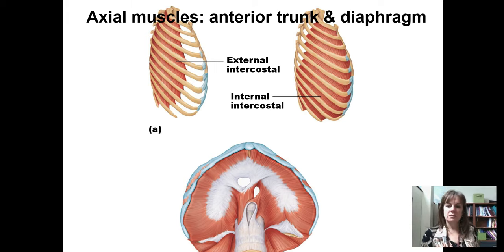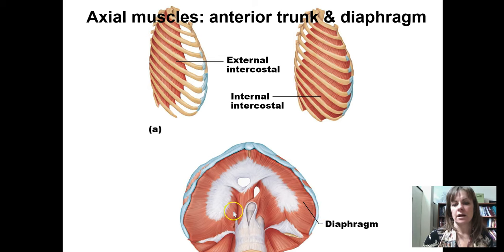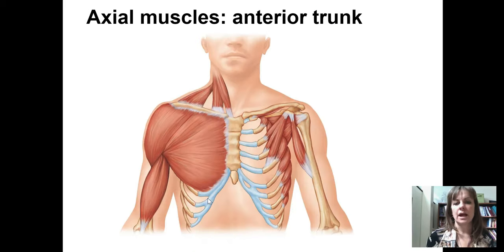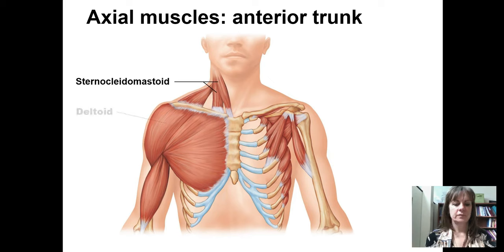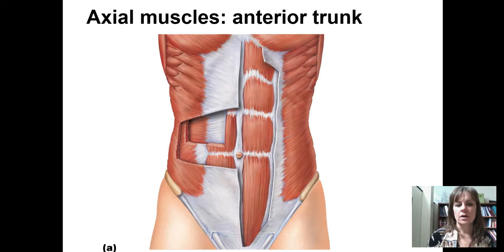Now this is showing a view from underneath, so we're looking up right at the bottom of our rib cage, and this muscle right here is the diaphragm. The diaphragm is attached to the bottom part of this rib cage, and it goes from the front of your body to the back. So it's what separates the thoracic cavity from the abdominal cavity down deep. Okay, a couple of other ones.